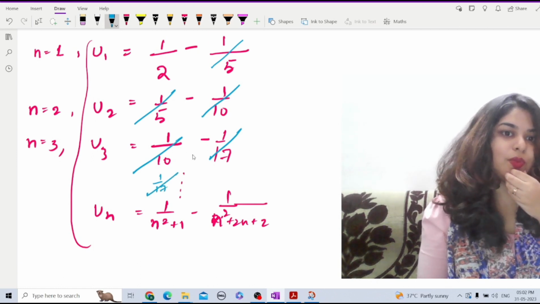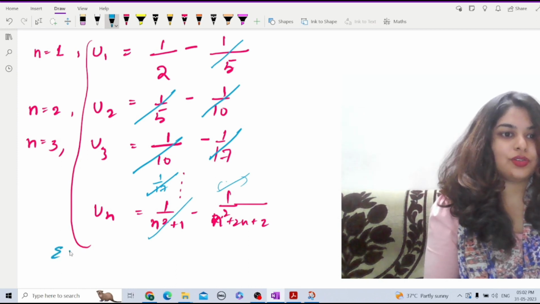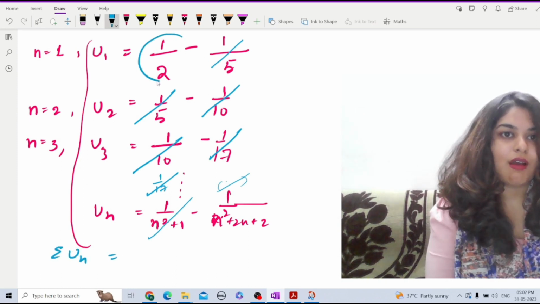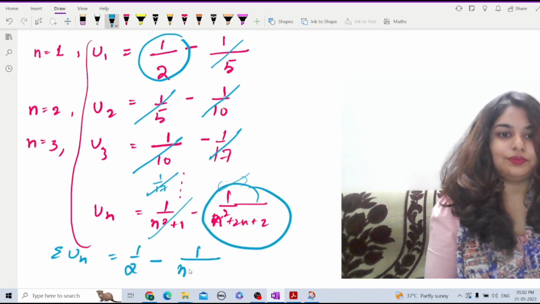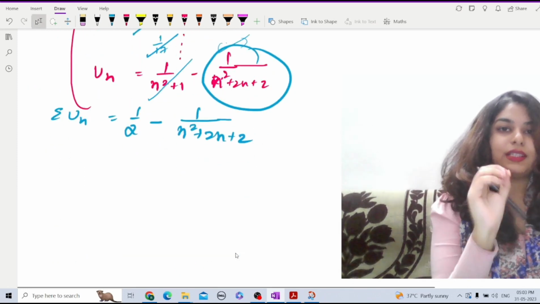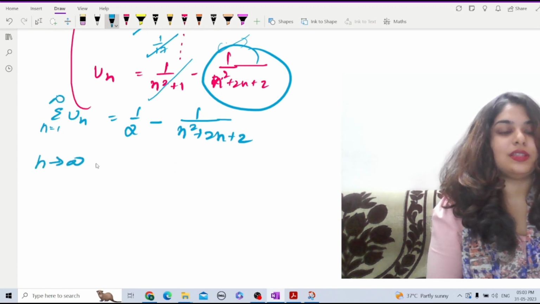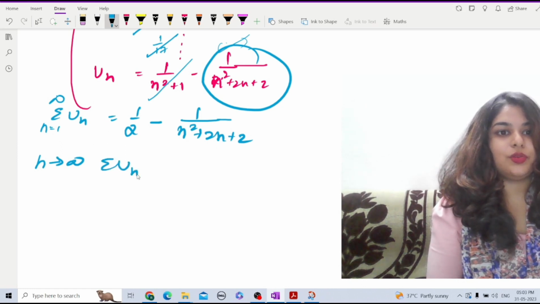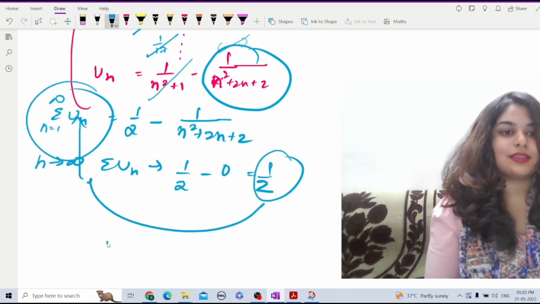So in this way, the second term here, whatever it will be, and this term will be cancelled, right? So if I take summation of un, I will actually have half minus this term. And now when I use the limits, the limit is from n equals 1 to infinity. As n tends to infinity, summation un will tend to half minus 0, which is equal to half. So the answer to this is half.